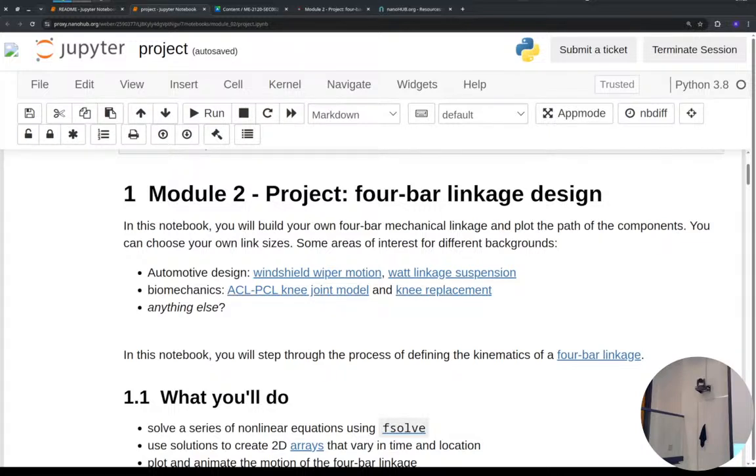Wait, why is hinge never labeled on my graph? That's the fixed point. That's your fixed point.